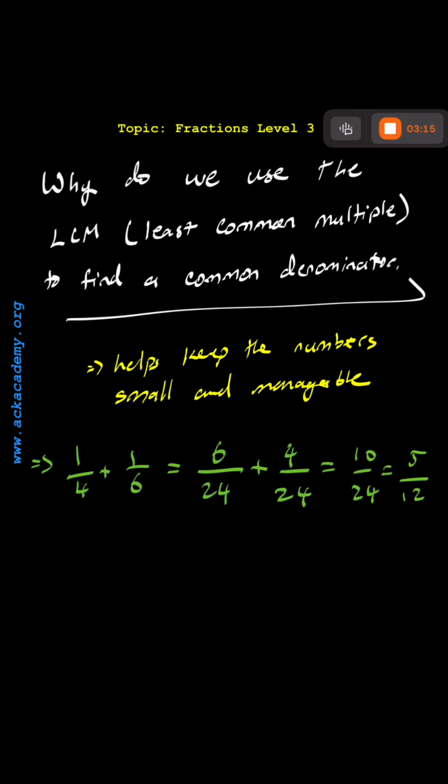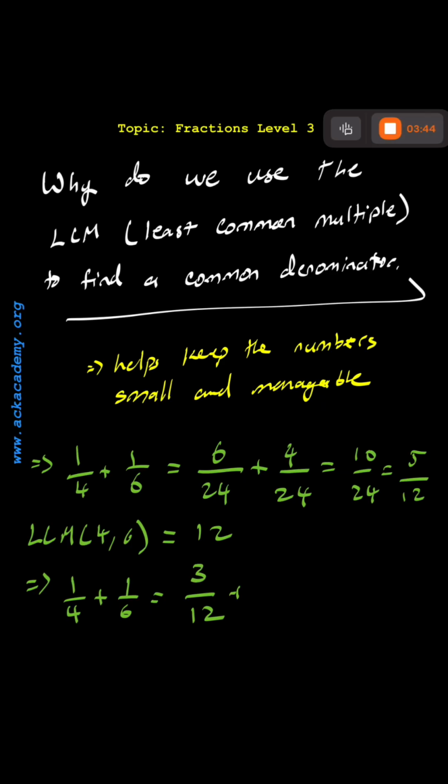Now, if I find the LCM of 4 and 6, I can right away recognize that it's going to be 12. Okay. And when I have that, how many times does 4 go into 12? 3 times. How many times does 6 go into 12? 2 times. 3 plus 2 is 5 over 12.